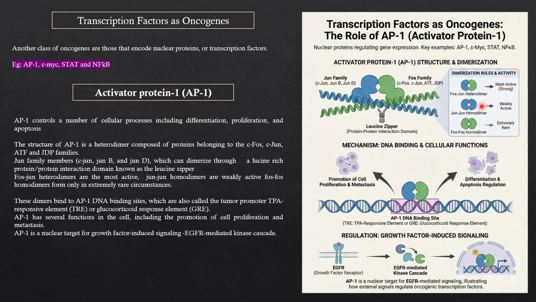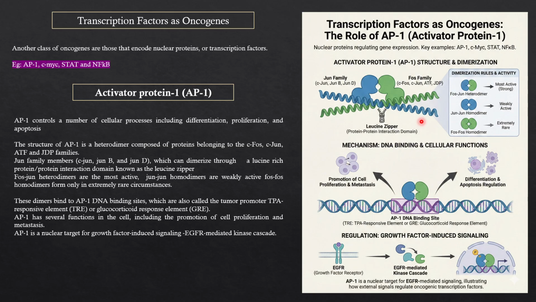Structurally, AP1 is not a single protein but a complex formed by dimerization of members of two protein families, the JUN family and the FOS family. These proteins interact through a specialized region known as the leucine zipper, which allows them to bind to each other and form stable dimers. The most active and functionally significant form of AP1 is the heterodimer composed of FOS and JUN. The JUN-JUN homodimers are less active, whereas the FOS-FOS homodimers are rarely formed.